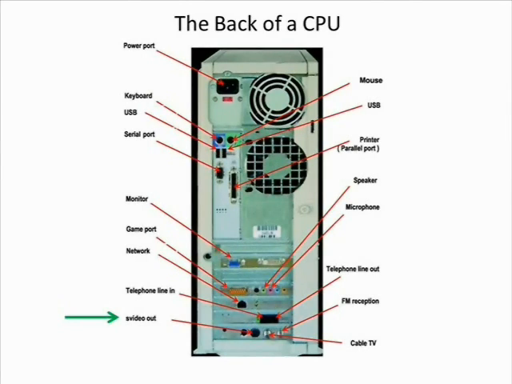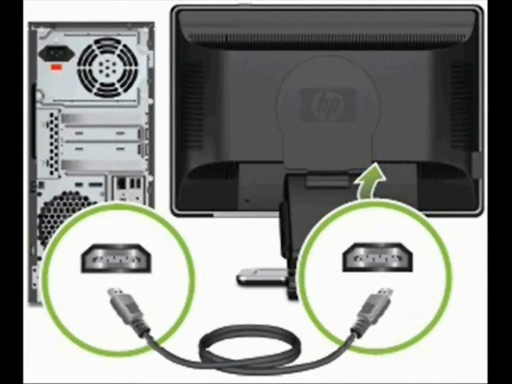This kind of port digitally transfers audio from one component to another. Digital transference, as opposed to analog transmission, is immune to noise. You may also find high-definition multimedia interface, or HDMI ports, on the back of the CPU. An HDMI port connects the monitor to compatible digital audio or video devices, such as high-definition televisions.